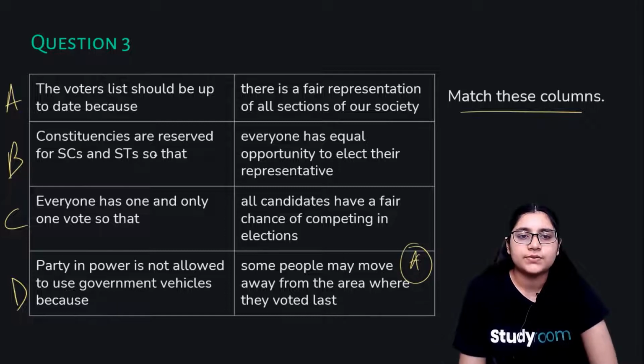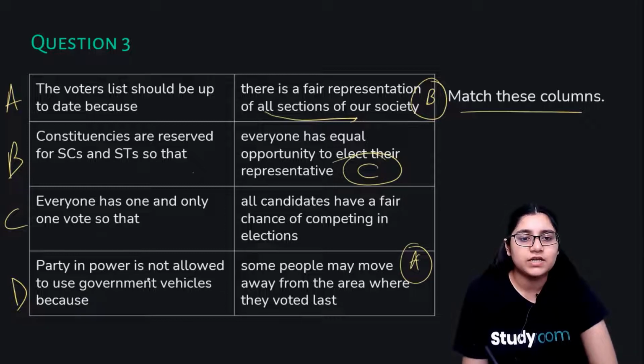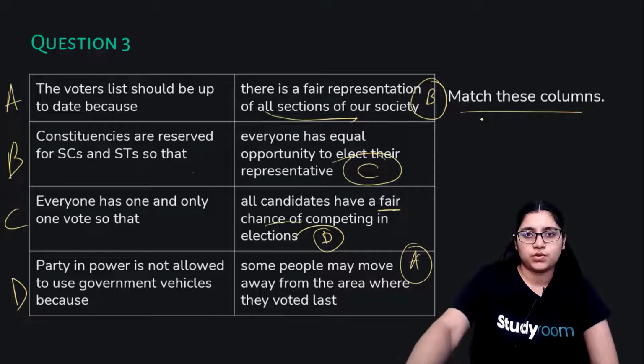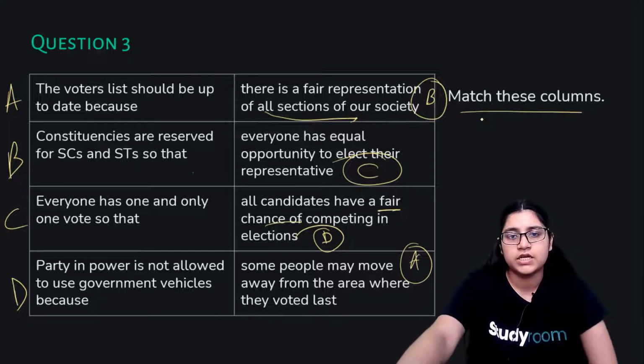Second one is constituencies are reserved for SCs and STs so that there is a fair representation of all sections of our society. Alright. Everyone has one and only one vote so that everyone has an equal opportunity to elect their representative. Alright, the party in power is not allowed to use government vehicles because all candidates have a fair chance of competing in an election. So this is how you would do the match the following if it comes in your examination.